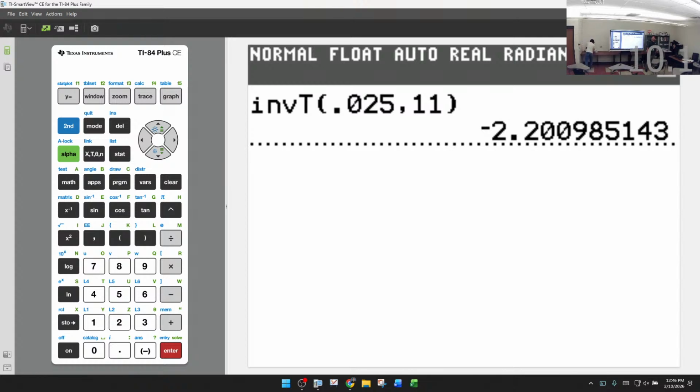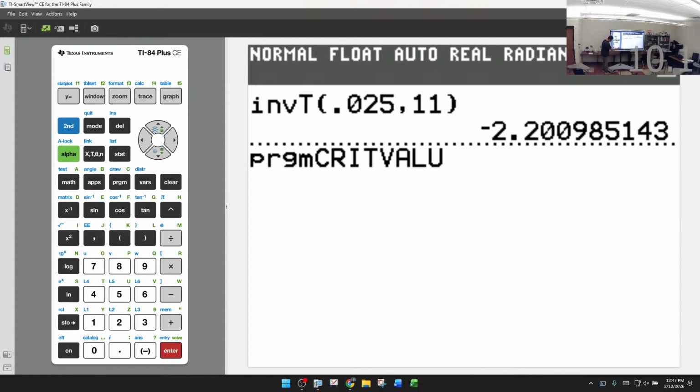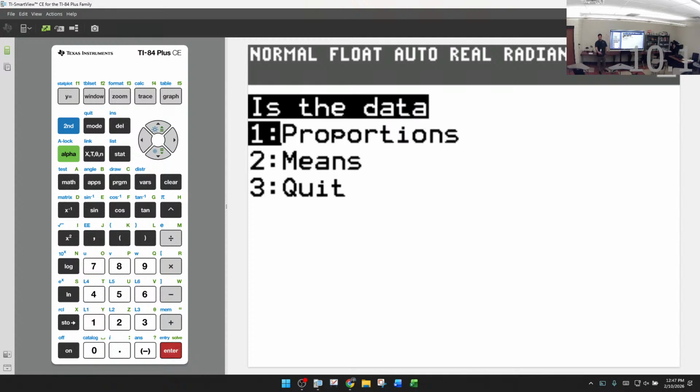Okay with that? I don't know what Desmos does. Desmos may give you that center button. However, you have a pretty big nerd as a teacher who happened to write a program called CritVal. Two chapters ago, we ran it for number 1 because it was all proportions. Now we're going to run it for means.